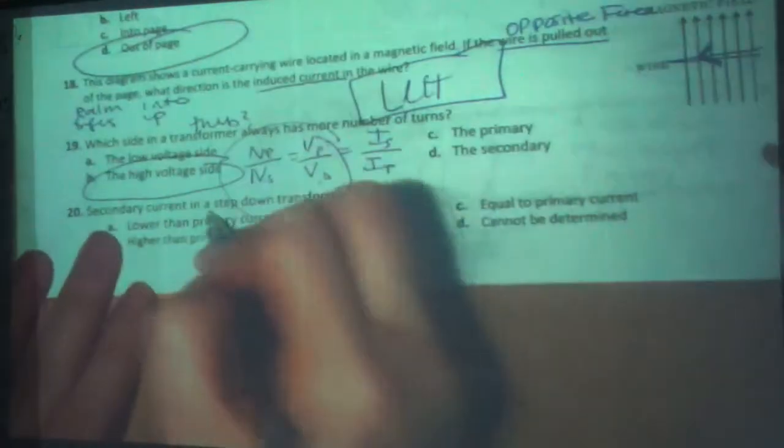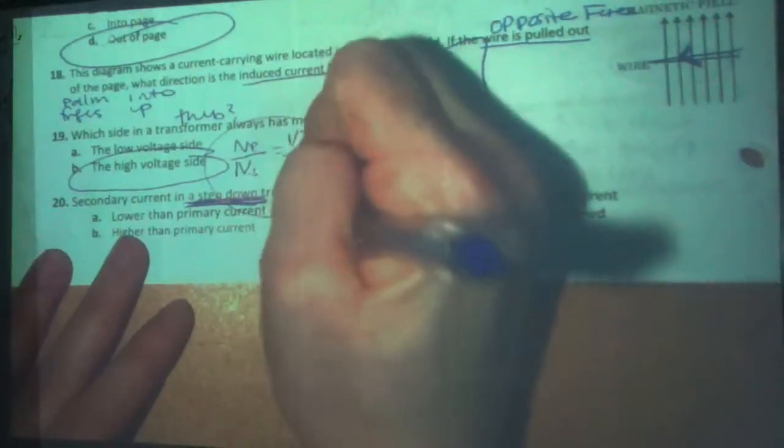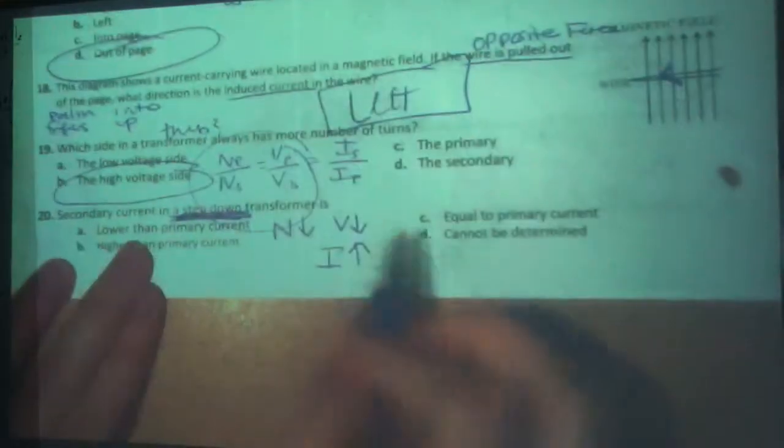Secondary current in a step down transformer. Here, this is a step down transformer, which means the number of coils decreases, which means your voltage decreases. But I does the opposite thing. Your I is going to increase. So the secondary side will have more current.